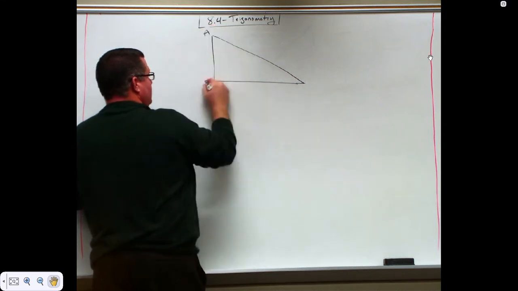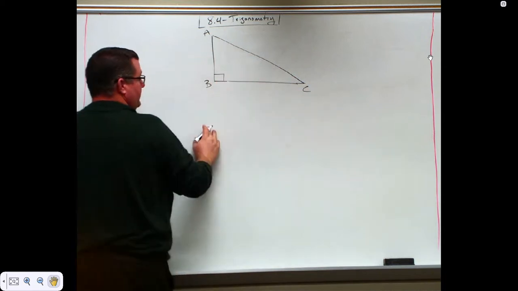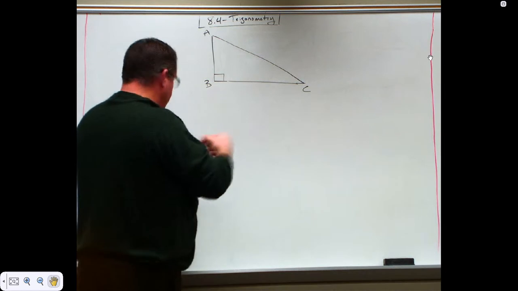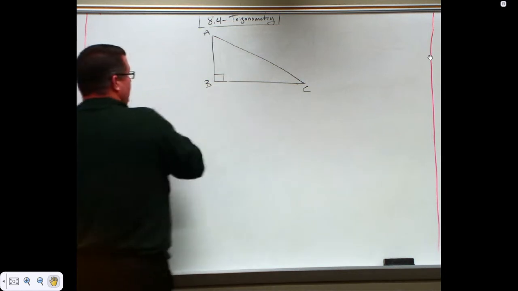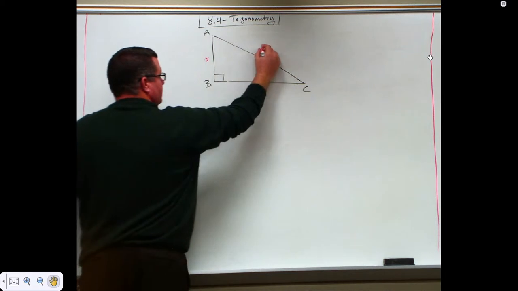A, B, C. Here's your right angle. Okay, and what we're going to go ahead and do is we're going to label each side to measure by X, Y, and Z.